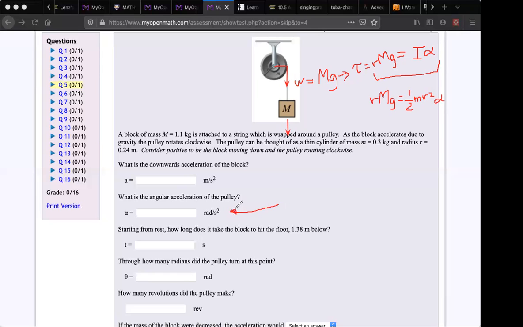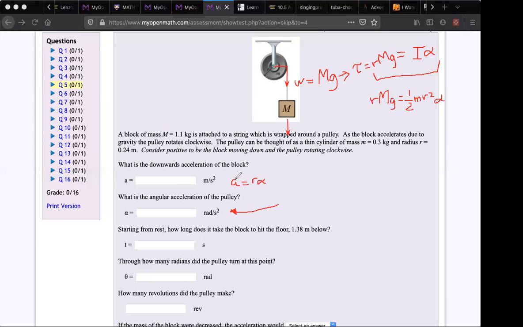Now, since the rope is coming off of the disk in a line, the acceleration of the rope is going to equal r times alpha, the acceleration of the disk. They're related to each other because the rope is coming off of the disk. It's like a wheel rolling on the ground. So that takes care of your first two.